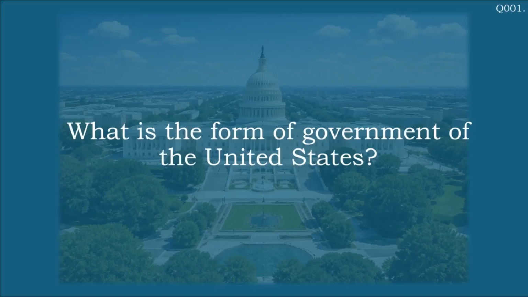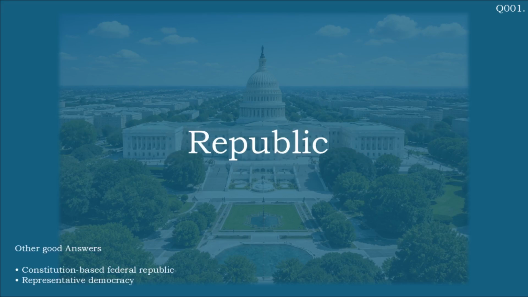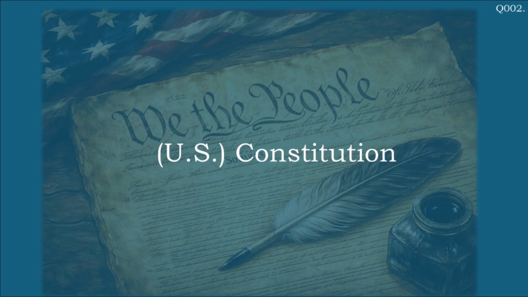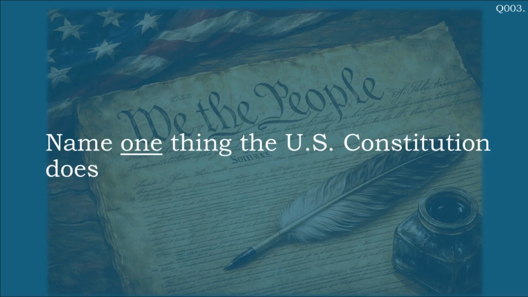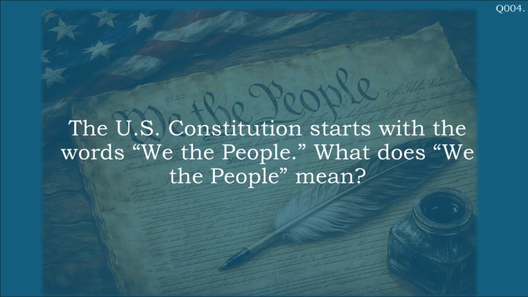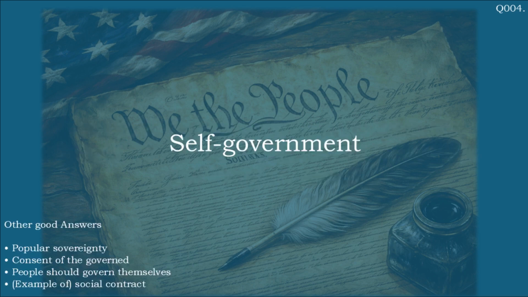What is the form of government of the United States? Republic. What is the supreme law of the land? U.S. Constitution. Name one thing the U.S. Constitution does. Protects the rights of the people. The U.S. Constitution starts with the words, "We the people." What does "we the people" mean? Self-government.